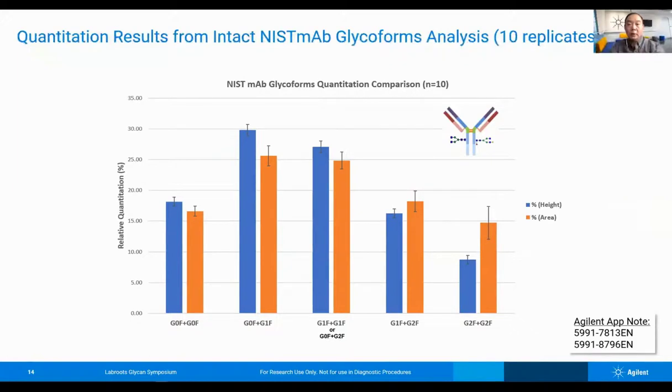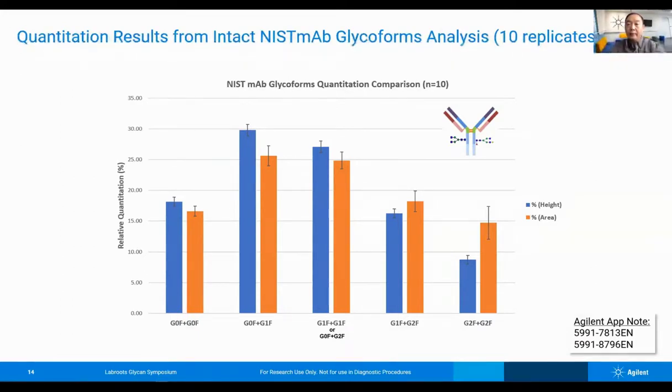This is the result of the intact NIST antibody glycoform relative quantitative analysis. 10 replicate injections were run, and the bar chart shows similar results integrated by either peak height or peak area, and they all have a good RSD value.